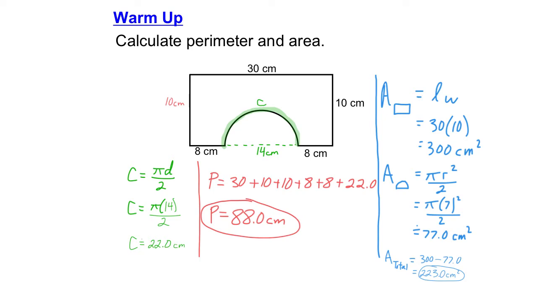So the perimeter was adding up all the sides, including the curved side, and it ended up being 88 centimeters. To find the area of this shape, I took the area of the large rectangle, which was 300 centimeters squared, and I subtracted the area of the semicircle, which was 77 centimeters squared. So the total area ended up being 223 centimeters squared.